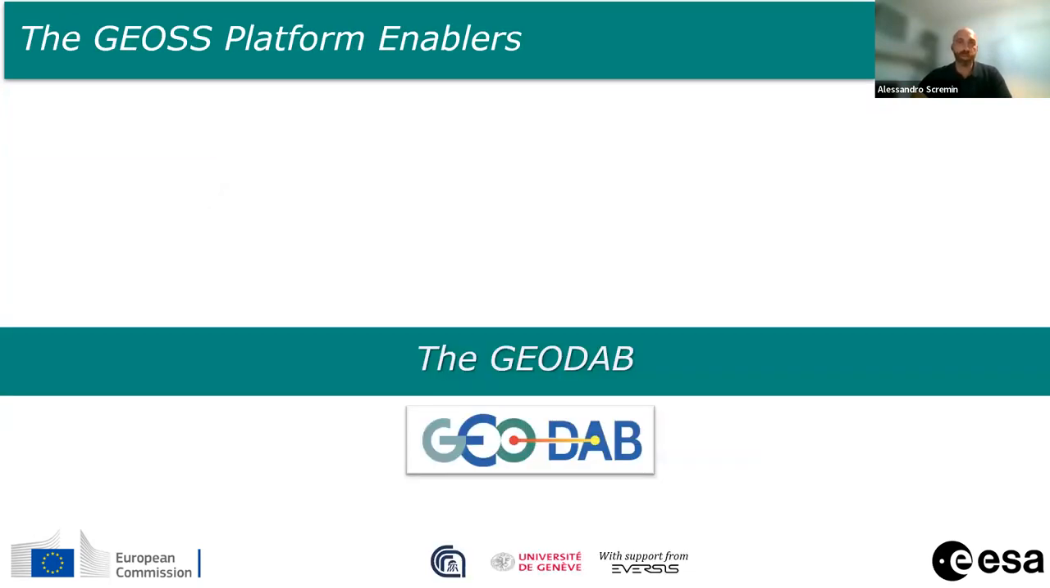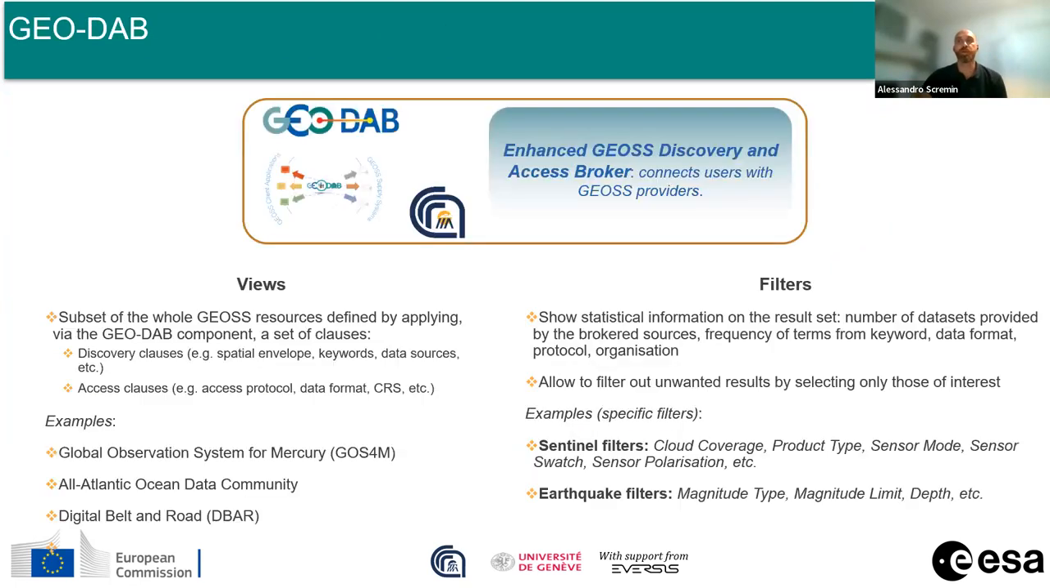Another component was the GeoDab, the data access broker that allowed harvesting and federating the different catalogs from the different data providers, and allows creating views, for example, that are subsets of the entire data set available in the catalog, but also allows, in a flexible way, changing the filter based on the type of catalog that you are exploring.